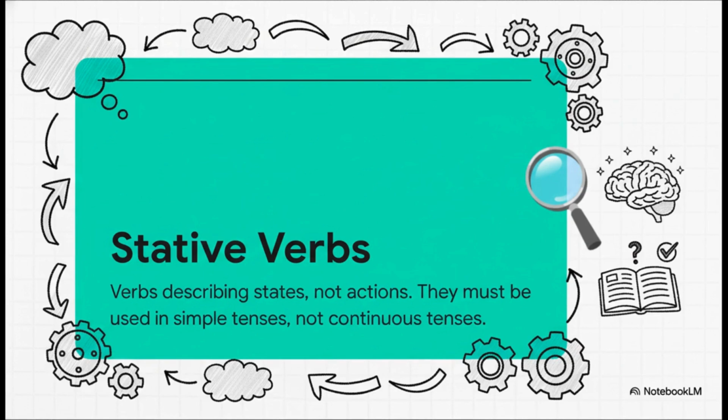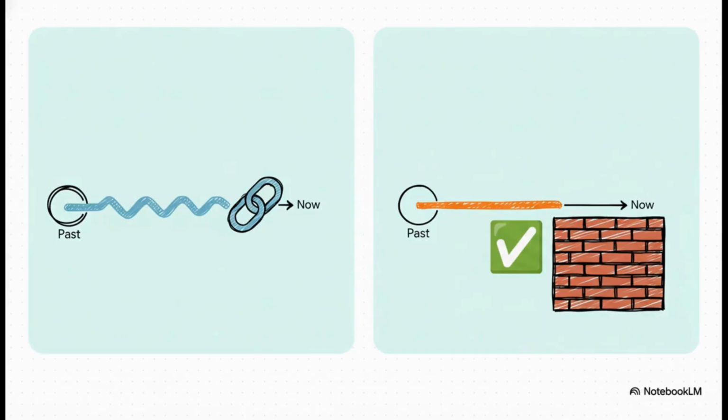Now this is a big one. The difference between present perfect and past simple really trips people up. The present perfect, I have lived, creates a bridge from the past all the way to right now. It means you still live there. But the past simple, I lived, builds a solid wall. That time is over, finished, done. Nailing this distinction is a massive sign that you've leveled up.